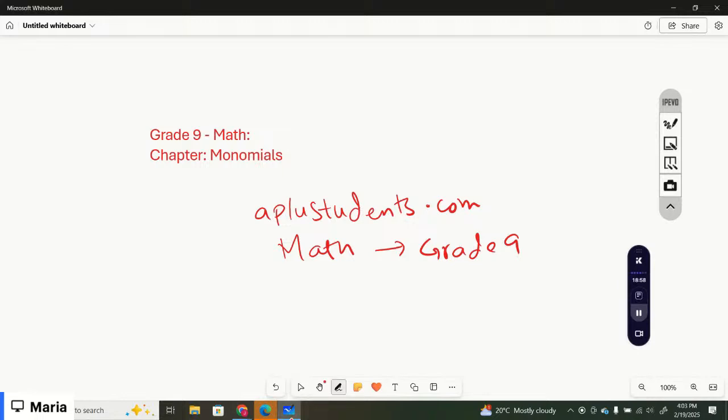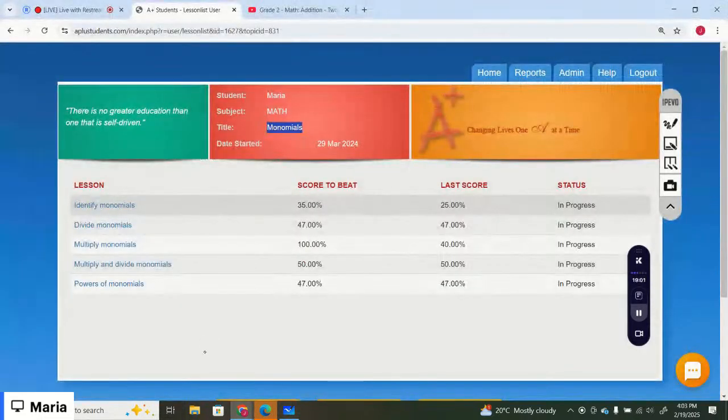Please make sure you have your notebook and pencil so that you can note down the important examples and definitions as well. Here I'm on grade 9 math. The chapter we're on right now is monomials. Let's just start with the lesson that is identify monomials.